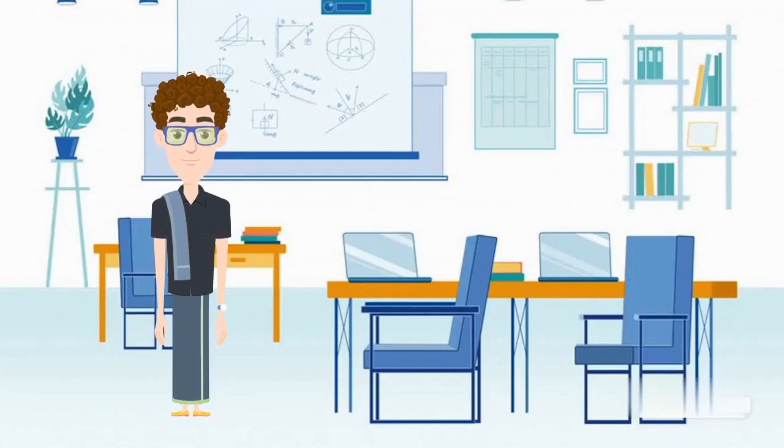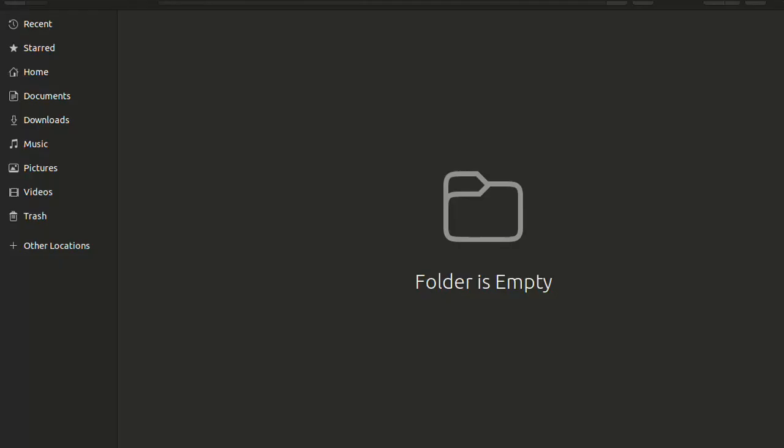Today I am going to teach you how to create an HTML file in VS Code. We will also write some HTML in the file. So let's get started. First, create a folder and open it with VS Code.